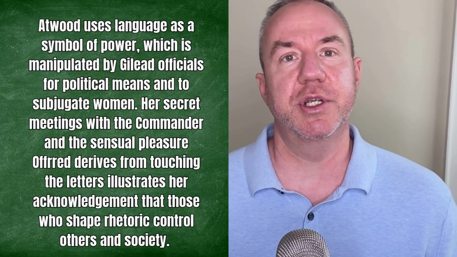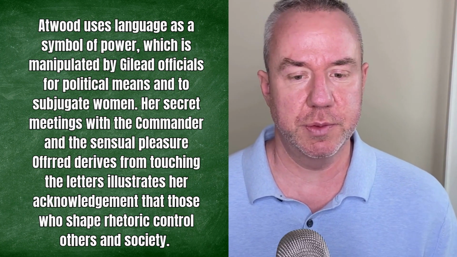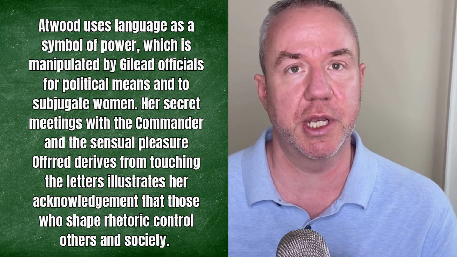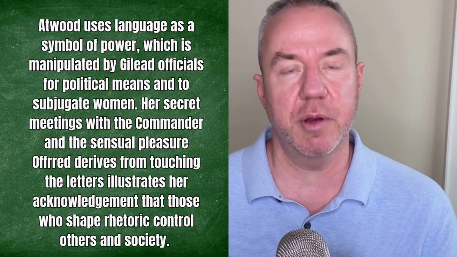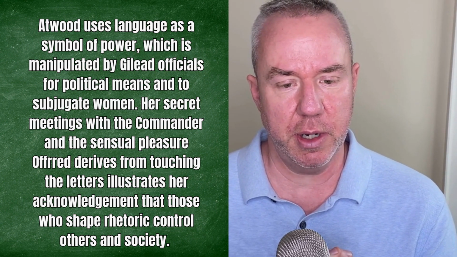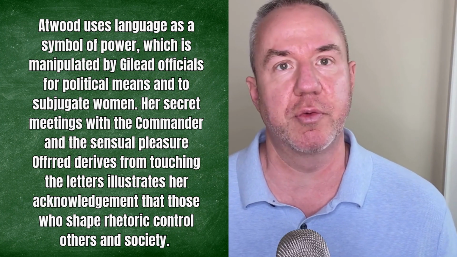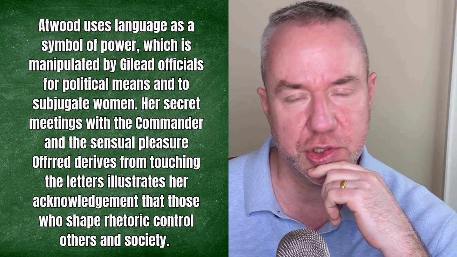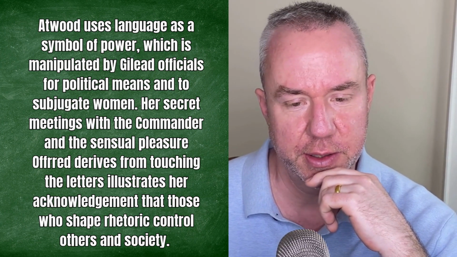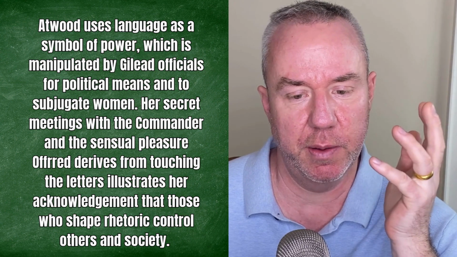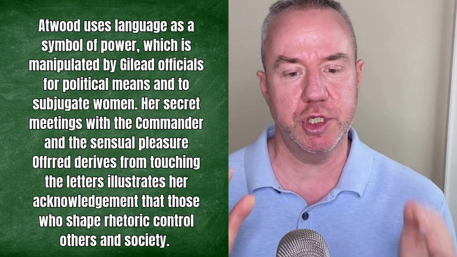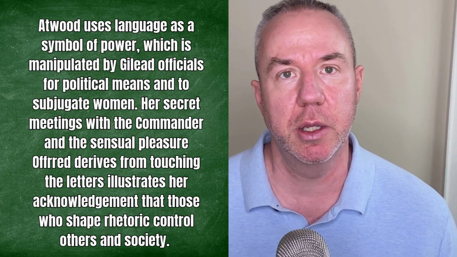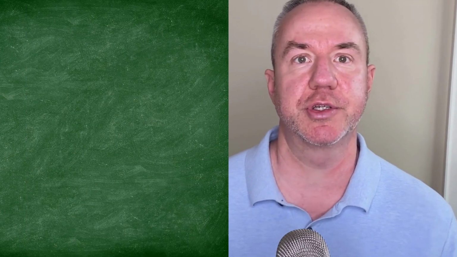Atwood uses language as a symbol of power, which is manipulated by the Gilead officials for political means and to subjugate women. Her secret meetings with the commander and the sensual pleasure Offred derives from the letters illustrate her acknowledgement that those who shape rhetoric can control others.